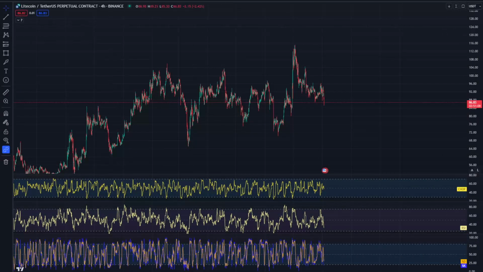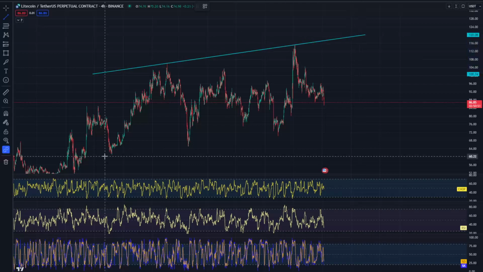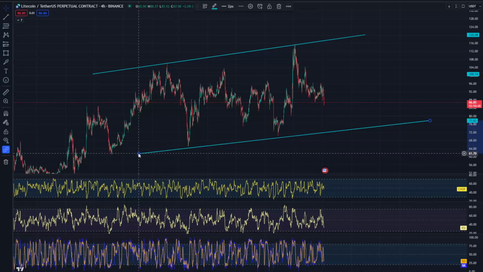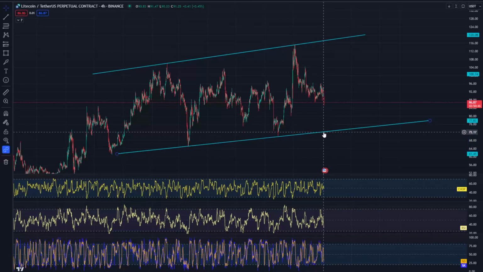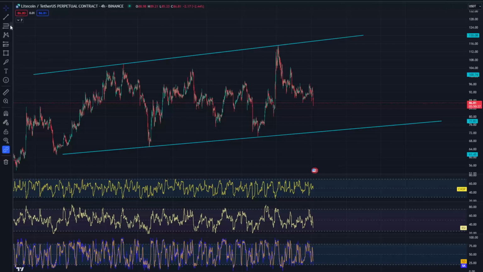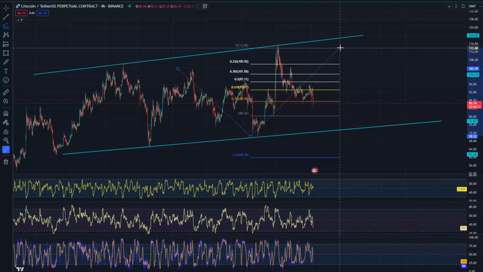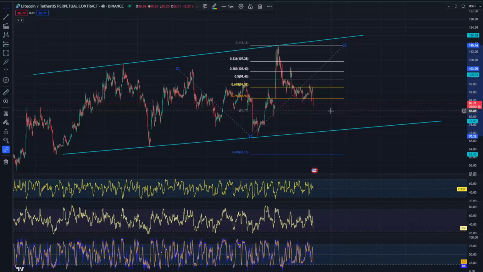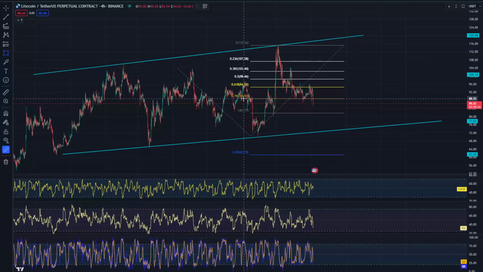As the third one, we will check the LTC chart on the 4-hour interval. As we can denote with the blue lines, the price is moving in the uptrend channel where we are moving towards the lower border. Let's start by marking the support places for the price, and for this we will use the trend-based fib extension tool. You can immediately see that the price is staying in a very strong support zone from $88 to $81.